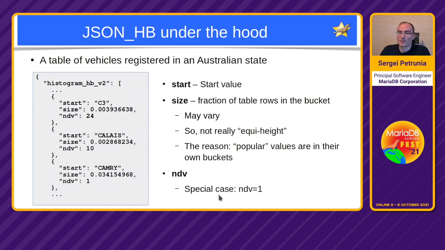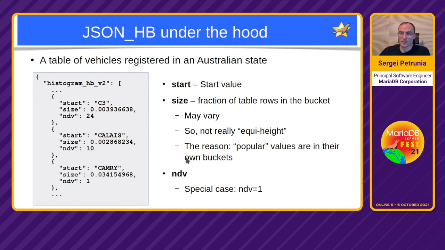Now I'm using a slightly different dataset, a table of vehicles registered in an Australian state. But if you look at the histogram, you see that it's JSON. It starts with a JSON object with one member, and internally it has an array of buckets. Each bucket has a start value, a size, and the fraction of table rows in this bucket. As you see, this can vary.